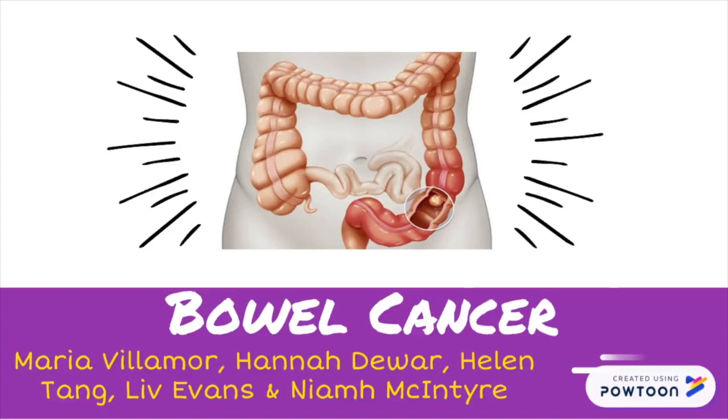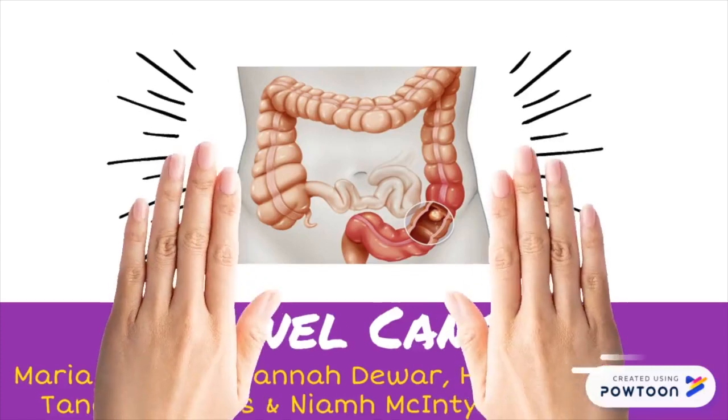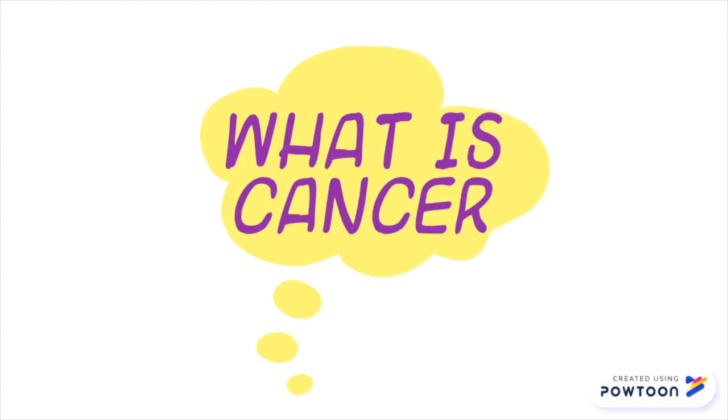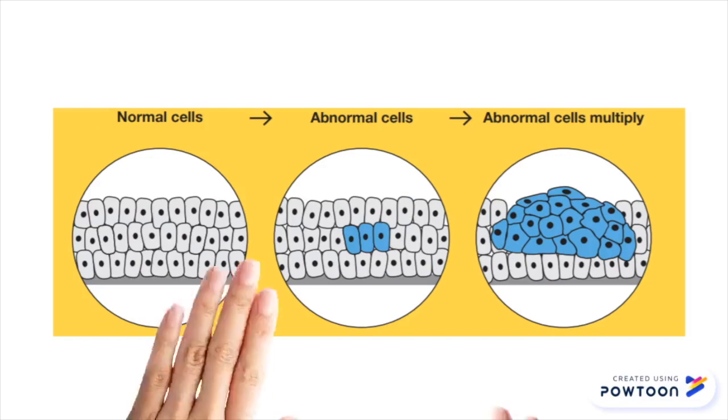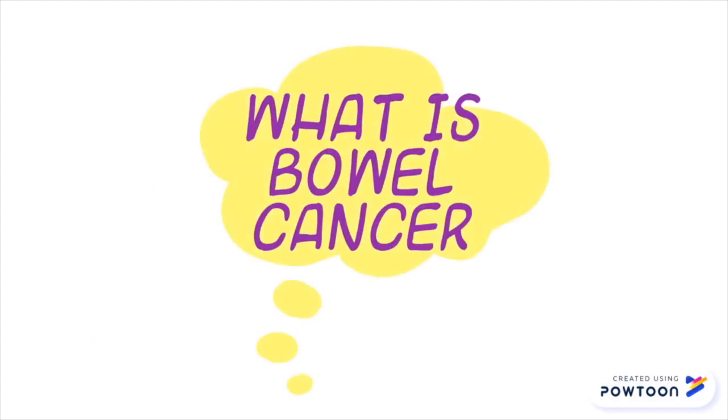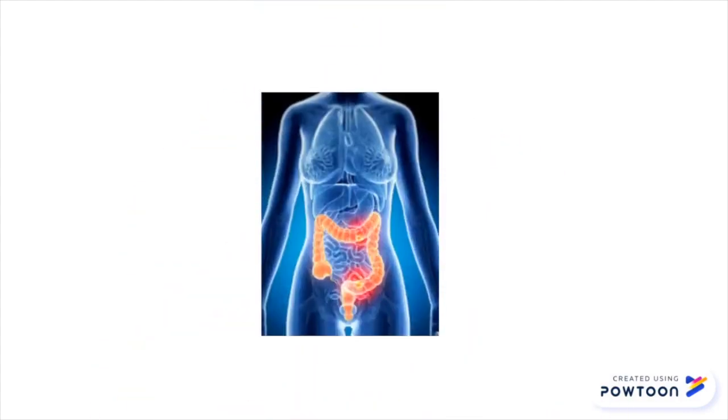Today, we will be talking about bowel cancer. But first, what is cancer? Cancer occurs when abnormal cells multiply and create abnormal cell masses, known as tumours, in solid cancers such as bowel cancer. So what is bowel cancer? Bowel cancer occurs in any part of the large bowel.